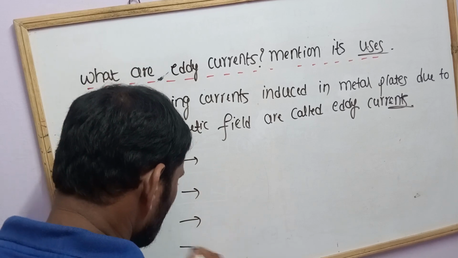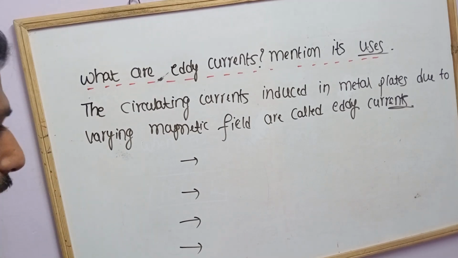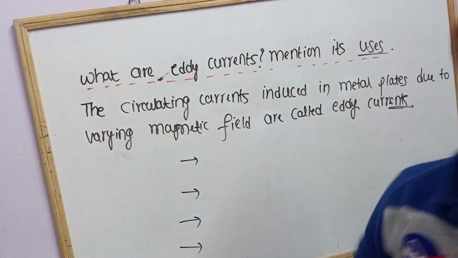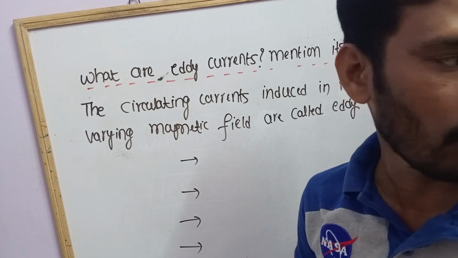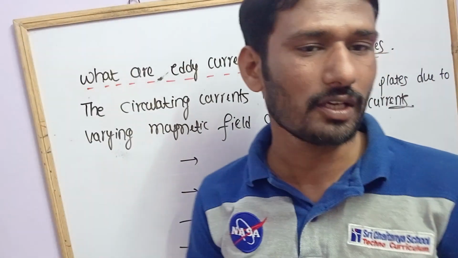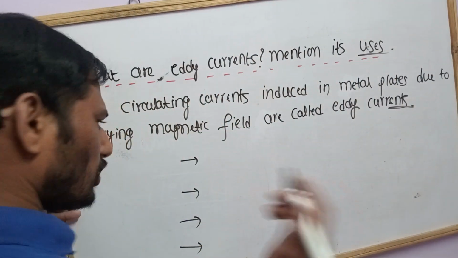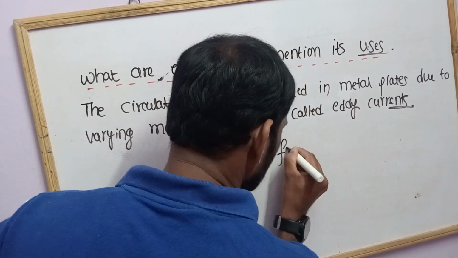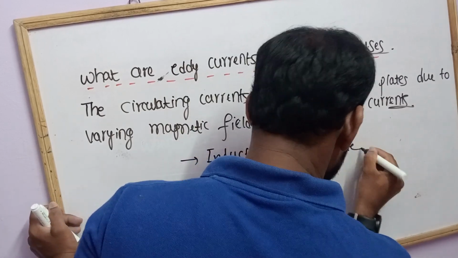What are the applications of these eddy currents? Eddy currents are used in an induction furnace. You know the induction furnace and induction coils. The electric stove will come, where a rounded coil is there. That works on the principle of mutual induction, from the electromagnetic induction topic. The electric stove, induction stove, and all will work on the principle of mutual induction. So you can write induction furnace or induction stove, no problem.